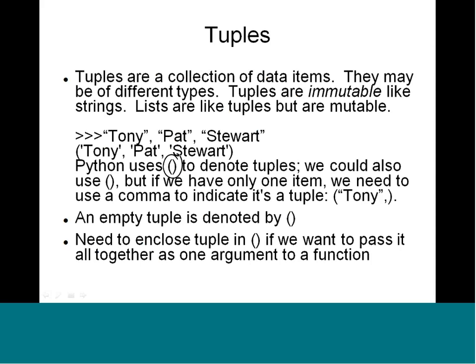Python uses parenthesis to denote a tuple. But if you have only one item, then we need to use a comma to indicate a tuple. So here we have three names, so we just put commas between them and put it in the tuple. Whereas if you have just one name, we put the name followed by a comma, and then put it inside the parenthesis.